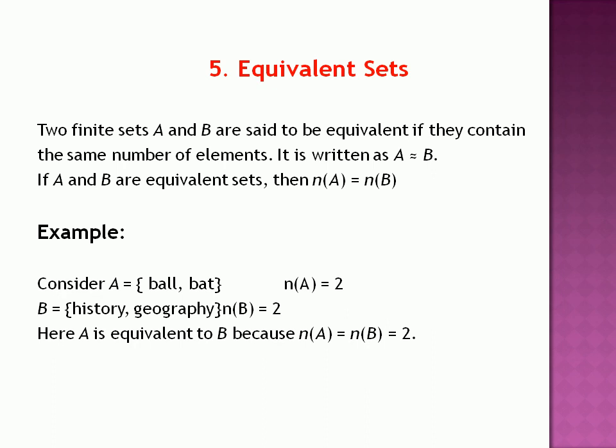Okay, we will see with an example. Consider the set A equal to ball, bat. Here n(A) is what? 2. And the next set B, history, geography. And n(B), the number of elements in B, is equal to 2. Here in both set A and B, the number of elements is the same. So it is an equivalent set. Both A and B are equivalent sets.